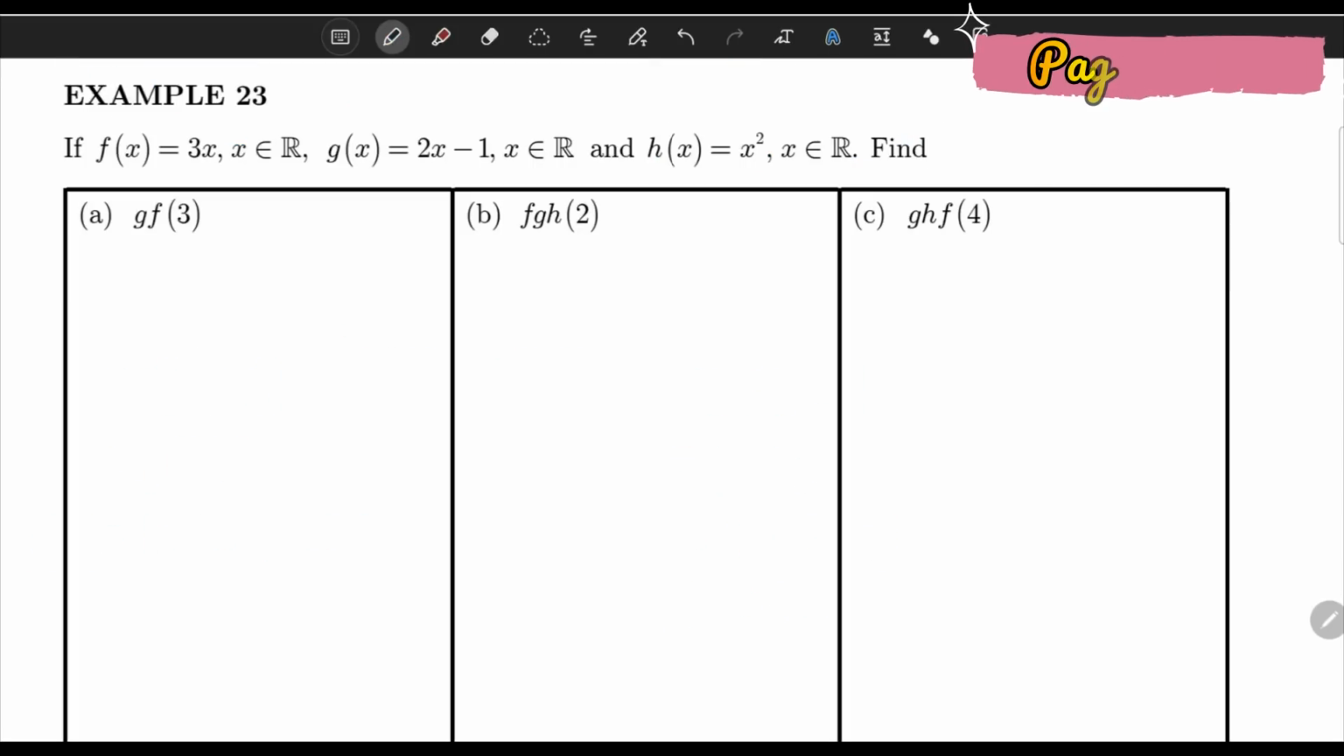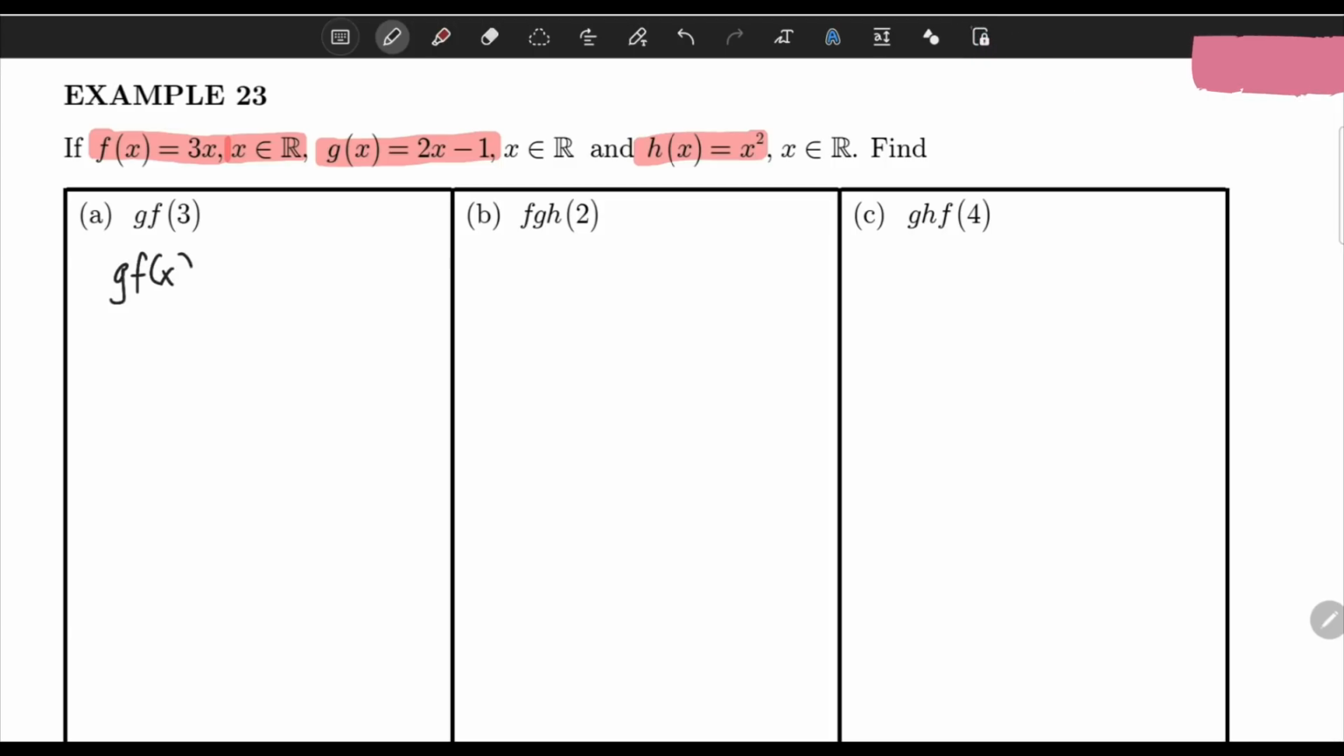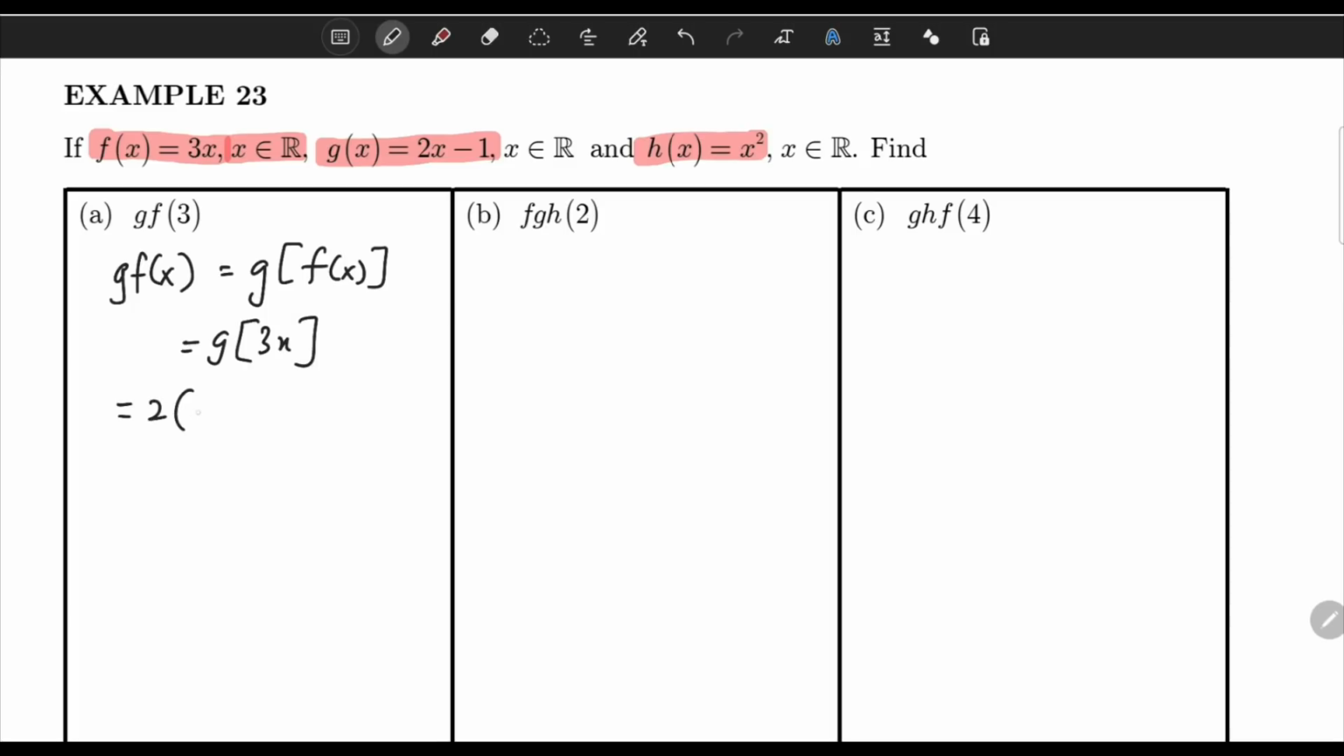Right, example 23. If fx equal to 3x, where x elements of real number, gx equals 2x minus 1, and hx equal to x squared. So find gf3. So we need to find gf of x first. So g bracket fx. So substitute the function of fx, which is 3x, and then substitute 3x into g. So we have 2 times 3x minus 1, so we get 6x minus 1. So this is your gf of x. So gf of 3, so substitute 6 times 3 minus 1, so we get 17.